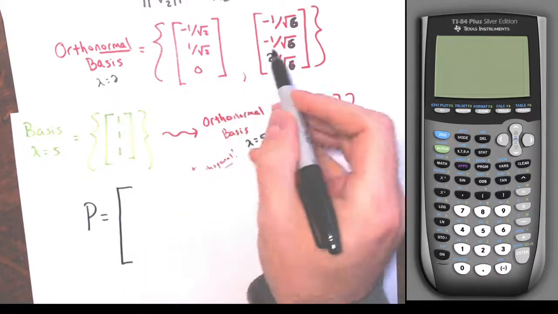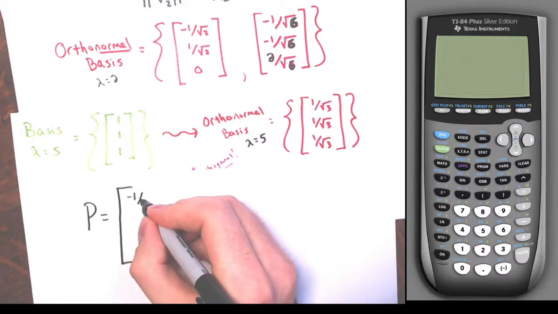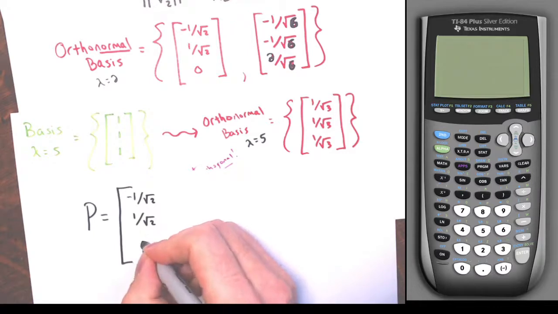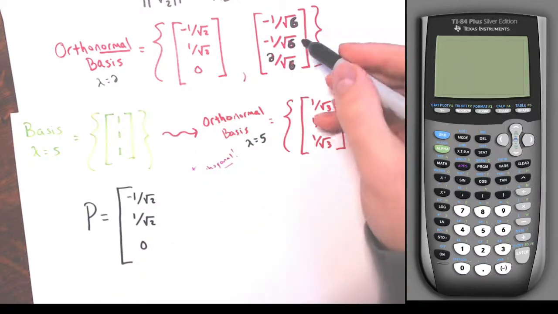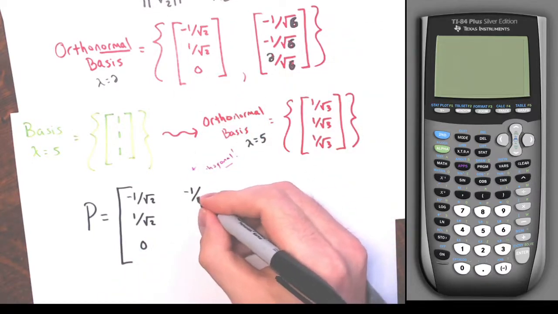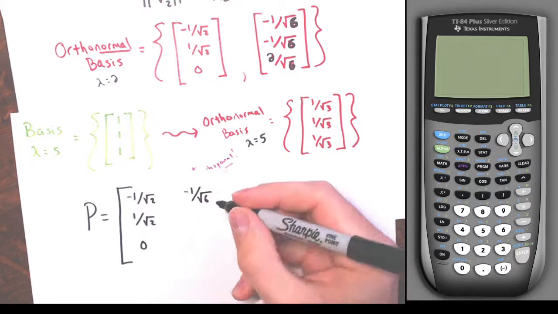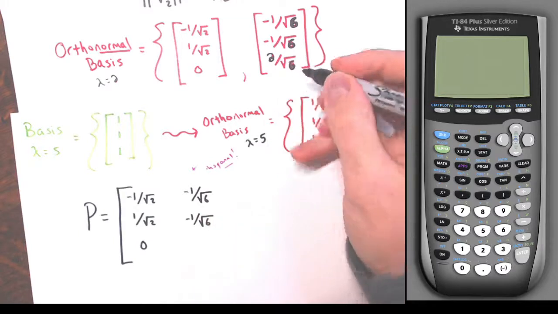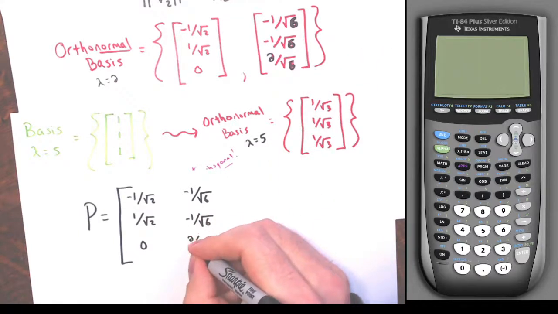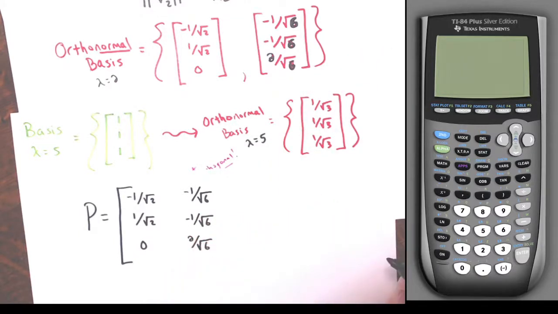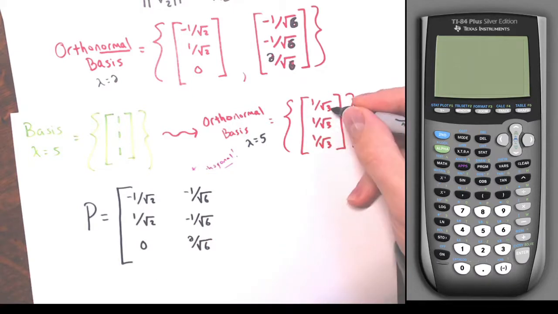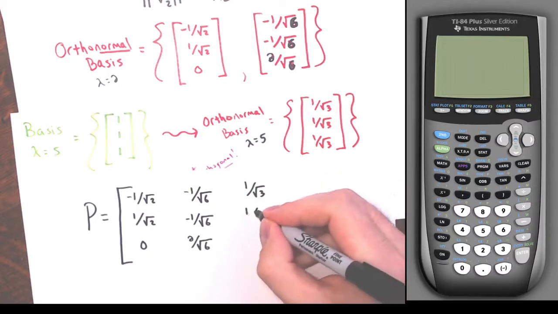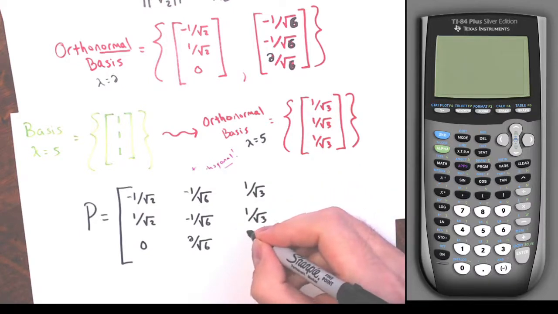So again, I'm going to use these as columns. Down the first column, negative 1 over the square root of 2, 1 over the square root of 2, and 0, that was this vector. Then negative 1 over the square root of 6, negative 1 over the square root of 6, and 2 over the square root of 6. Much better. And then the last column from the other orthonormal basis here, 1 over the square root of 3, 1 over the square root of 3, and 1 over the square root of 3.